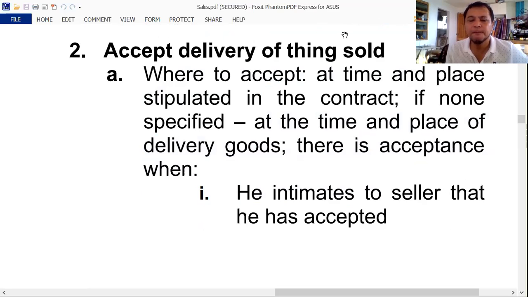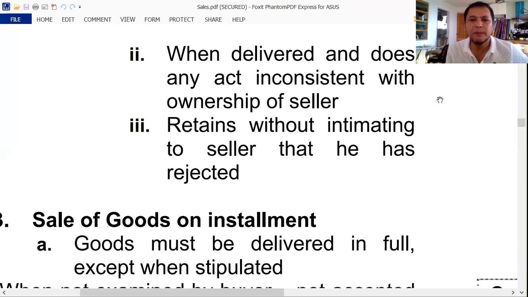There is acceptance if the buyer intimates to the seller that he has accepted the goods, meaning he acknowledges the goods and then he accepts it. Also, there is acceptance when, upon delivery, the buyer does any act inconsistent with ownership of the seller. Meaning he now utilizes the thing, the object, as an owner, or he accepts the thing and possesses the thing and uses it. So that is now consistent as an owner, and on the part of the seller is now inconsistent as an owner. So this is written inversely.